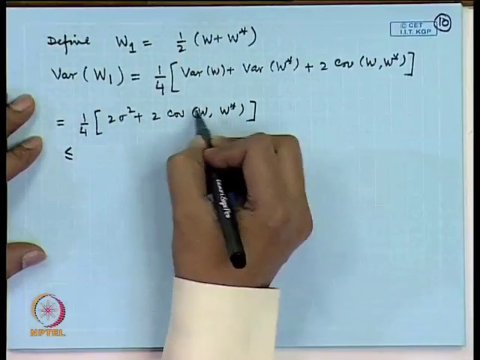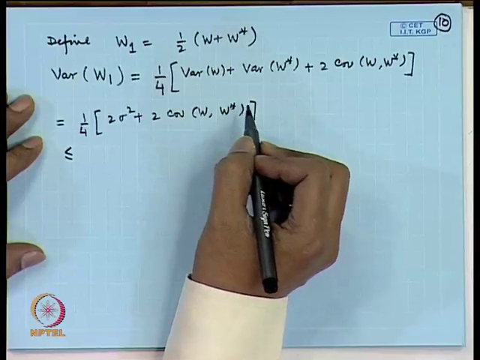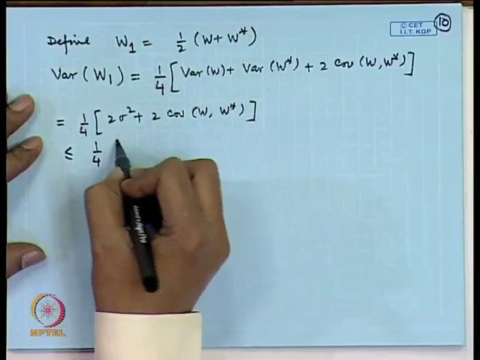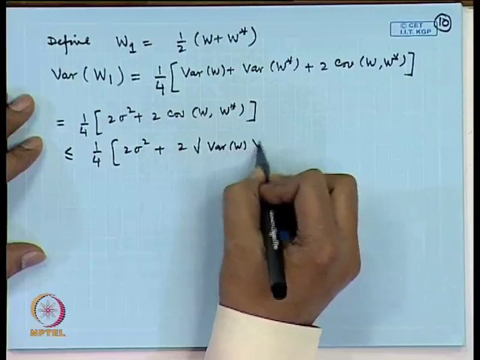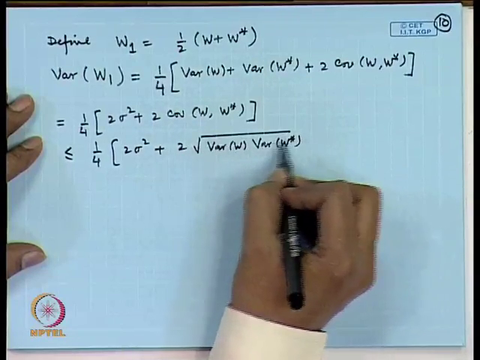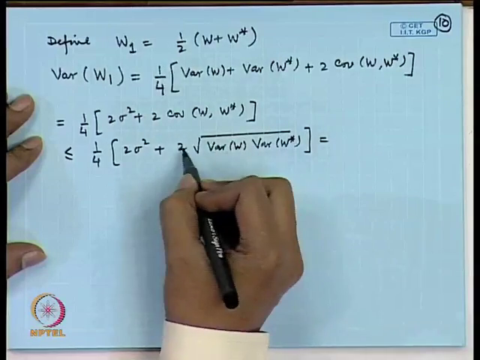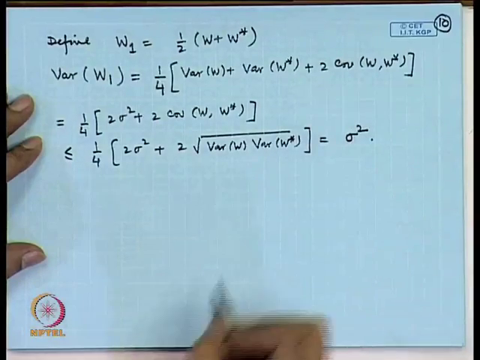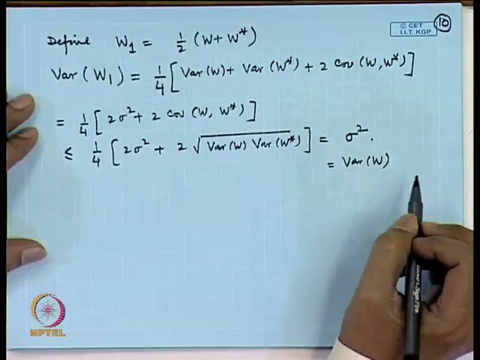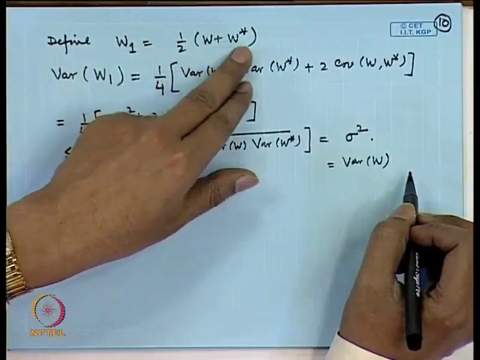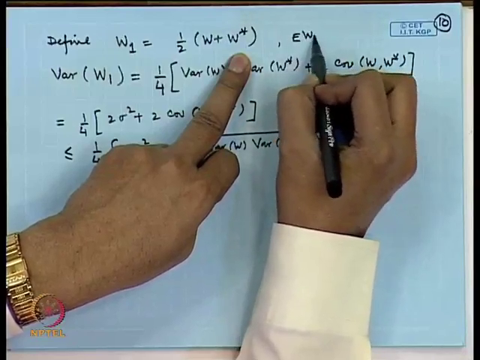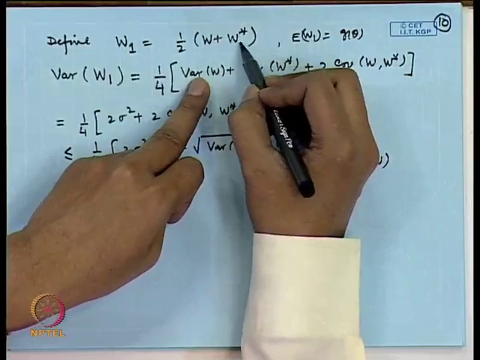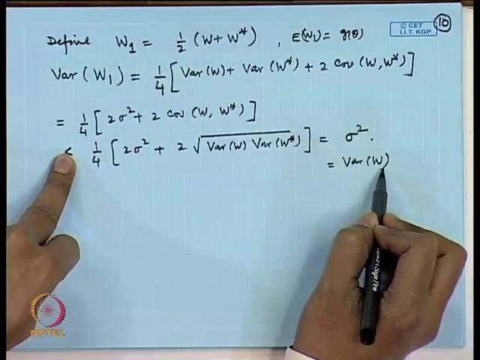Now, covariance square is less than or equal to the product of the variances, the well known Cauchy-Schwarz inequality. So, this becomes 1 by 4 times 2 sigma square plus twice the square root of variance W into variance of W star, but these are both sigma squares. So, this is simply sigma square. So, 2 sigma square plus 2 sigma square, it becomes sigma square, which is the variance of W or W star. So, what are we proving? If W is UMVUE, W star is another UMVUE, then I am able to get another estimator W 1, which is also unbiased, because if I take expectation of W 1 here, that is again g theta, as both W and W star are unbiased, and its variance is less than or equal to the variance of W.